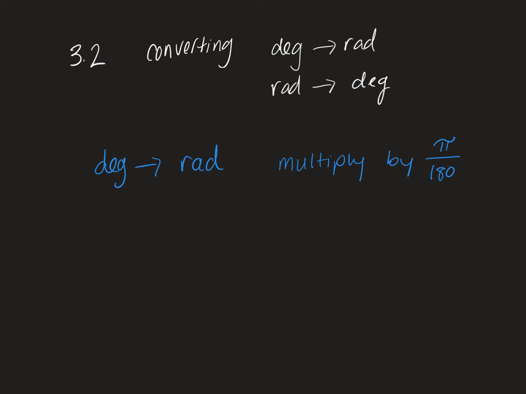So let's do an example. Somebody give me a number. I want something that reduces nicely. 20. So that would become pi over 9.